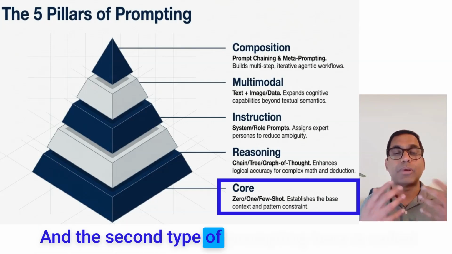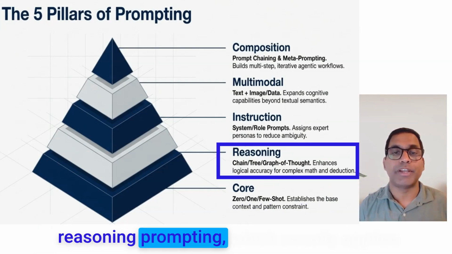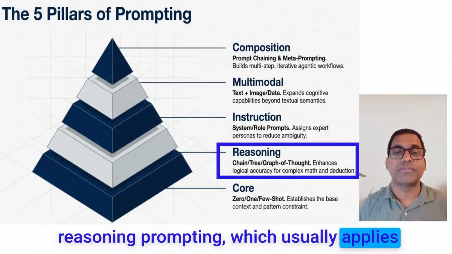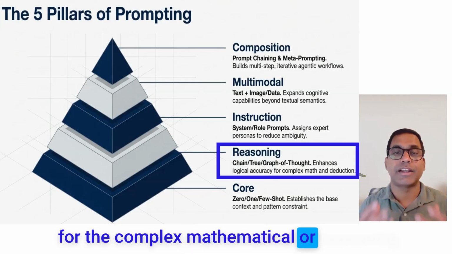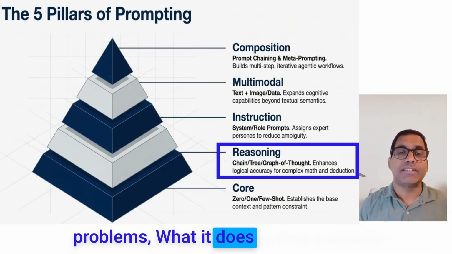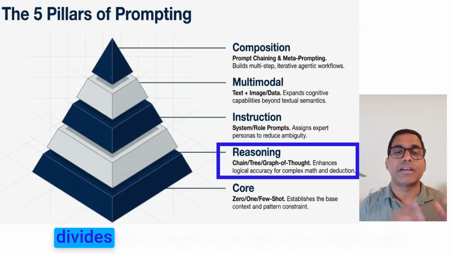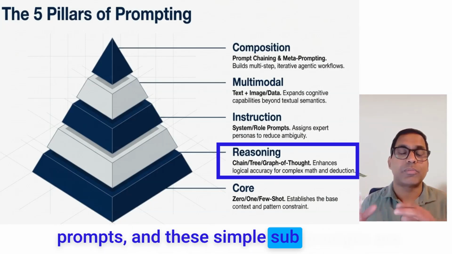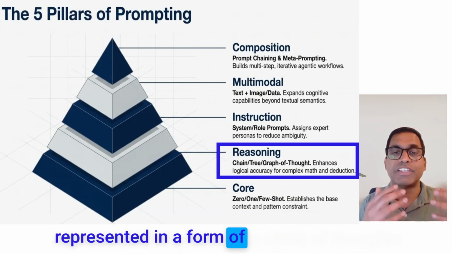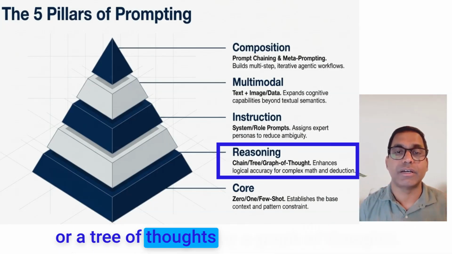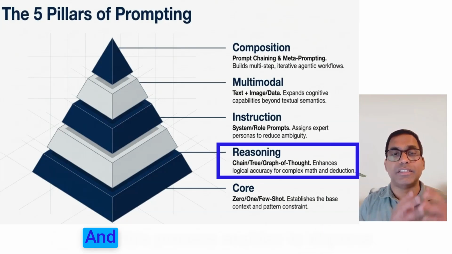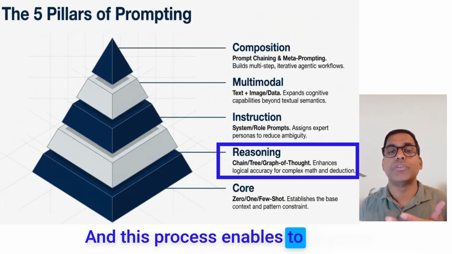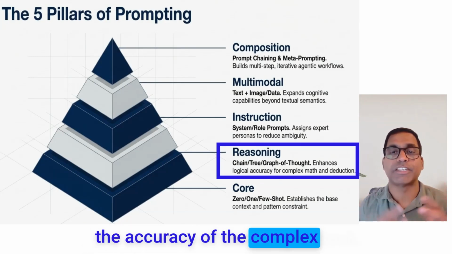And the second type of prompting here is called reasoning prompting, which usually applies to complex mathematical or reasoning problems. What it does is that it initially divides the complex prompt into simple sub prompts, and these simple sub prompts are represented in the form of a chain of thoughts, or a tree of thoughts, or a graph of thoughts. And this process improves the accuracy of the complex task.